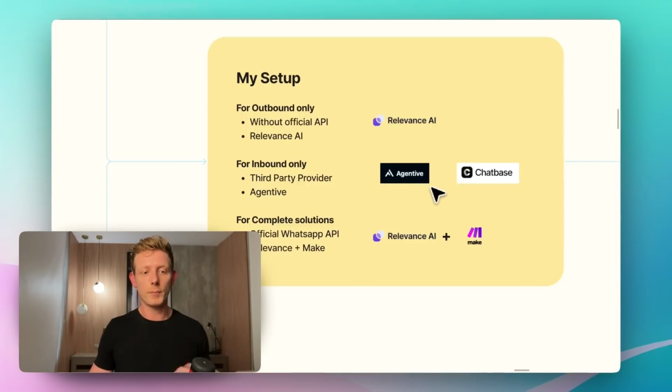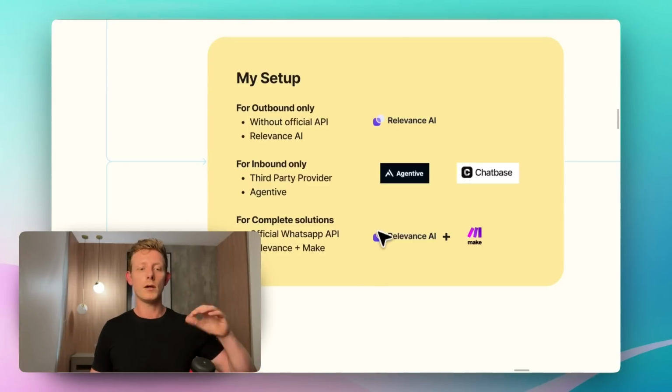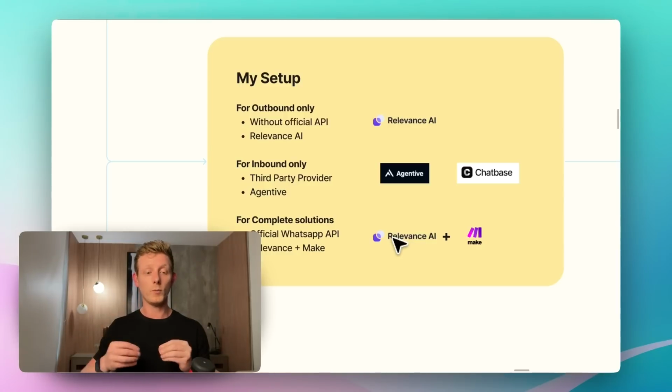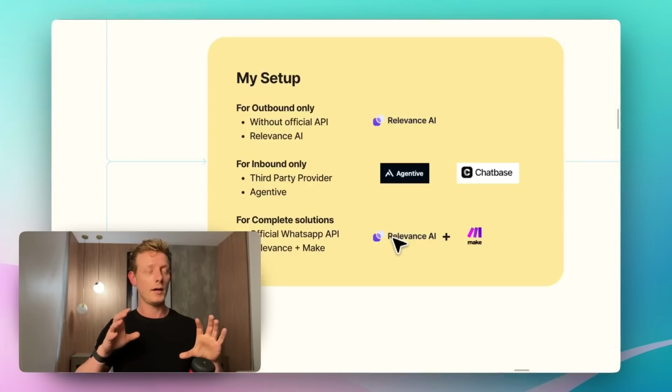I basically set up an inbound voice WhatsApp agent only through make.com, for example. And then for the complete solution with all the key features I mentioned, that's where I use a combination of Relevance AI and make.com. Basically because through make.com, we get all the integrations necessary with the official WhatsApp API. So we can get documents, voice, images, everything we want.